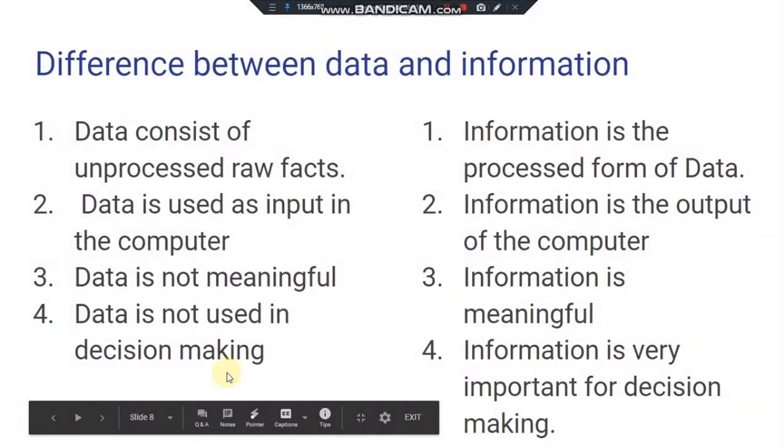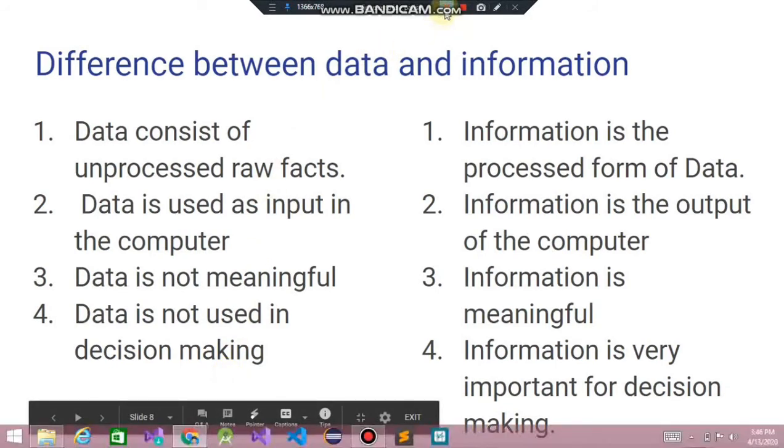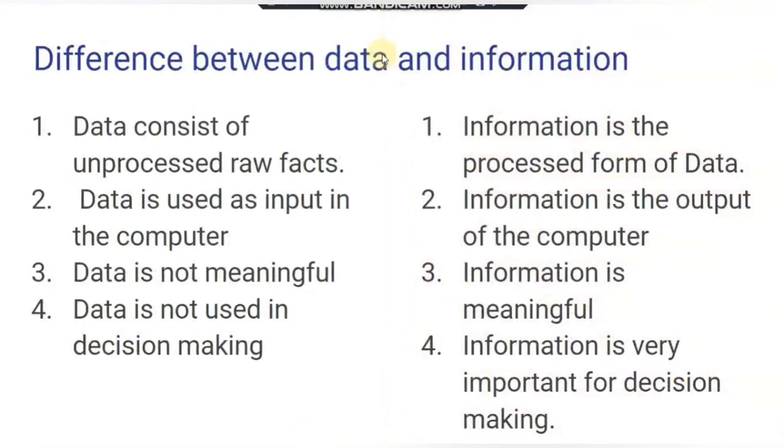We cannot decide something from data, while from information we can decide that these students belong to the specific city. So information makes us take decisions. So that's the difference between information and data.